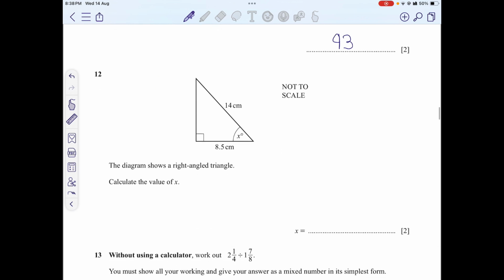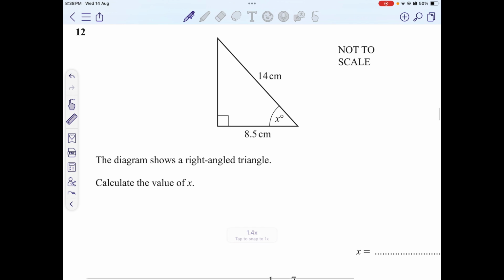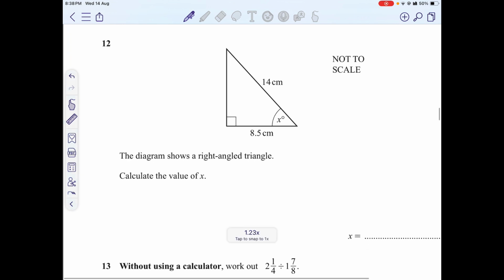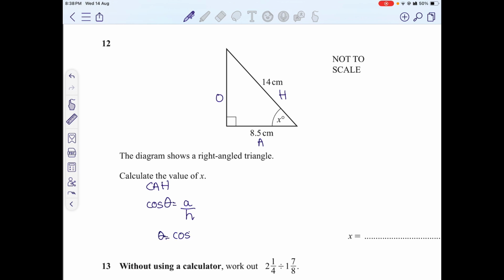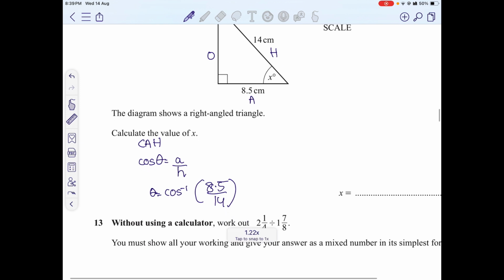Moving on, we have a trigonometry question which says that the diagram shows a right angle triangle. Calculate the value of x. So basically, this is the opposite side, this is the adjacent side, and this is the hypotenuse side. Now, as you know, SOHCAHTOA, so CAH, if we take cos theta, would be adjacent over hypotenuse. So in order to find theta, we can use cos inverse of the value of adjacent, which is 8.5, over the value of hypotenuse, which is 14. Cos inverse 8.5 divided by 14 has given us 52.6.